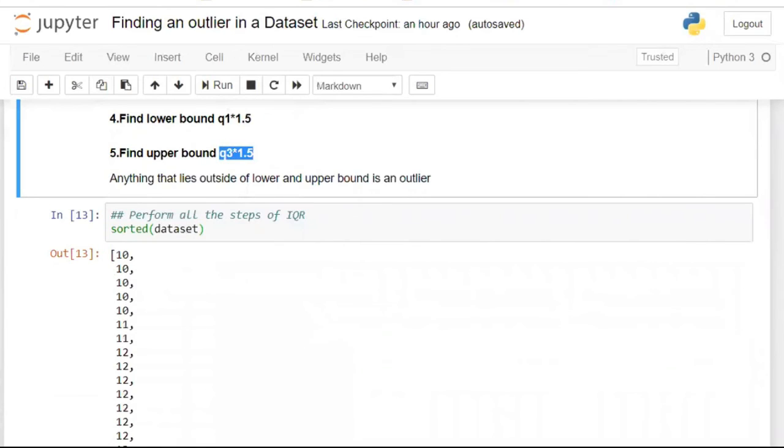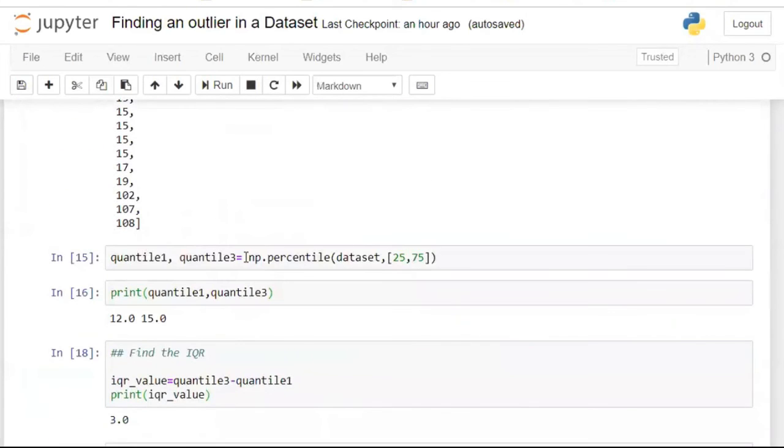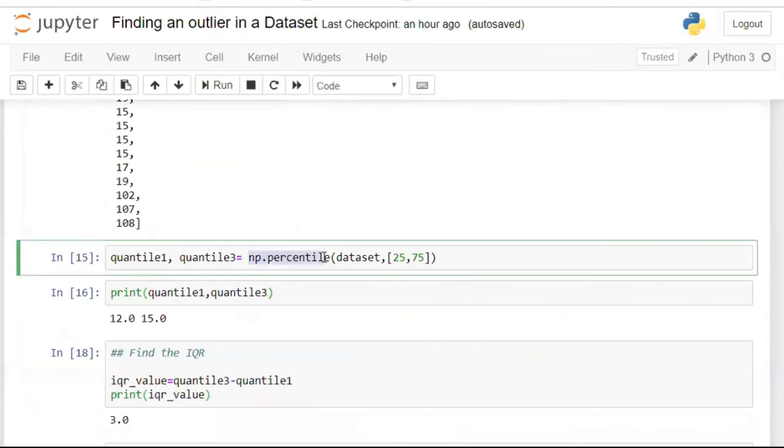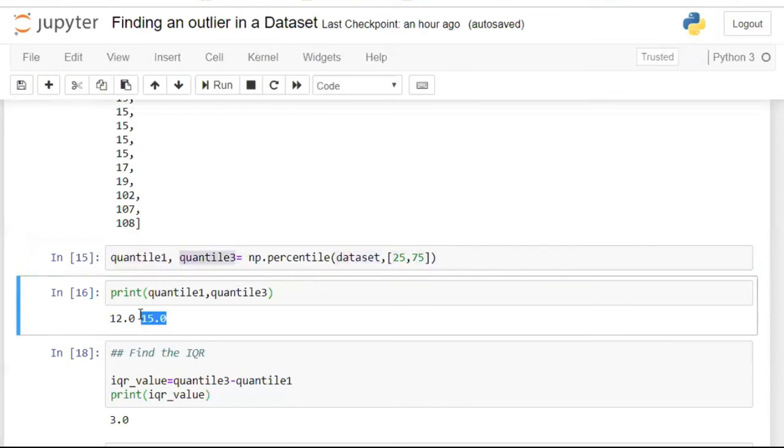I don't want to do all this step by step. What I'll do is that I will basically use a function inside NumPy which is called np.percentile. And here I'm going to give my data set, and here I'm specifying that I need the 25 percentile value and the 75 percentile value. As soon as I do this, I'll be getting my lower quantile over here and my upper quantile. And if you see, this is basically 12.0 and 15.0.